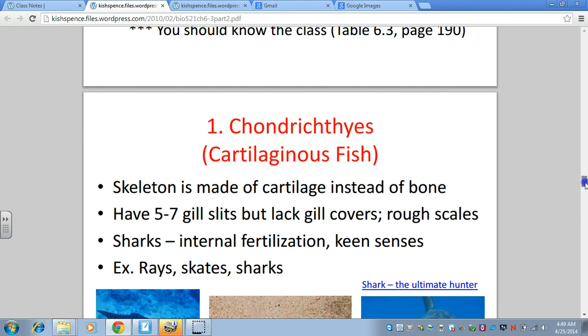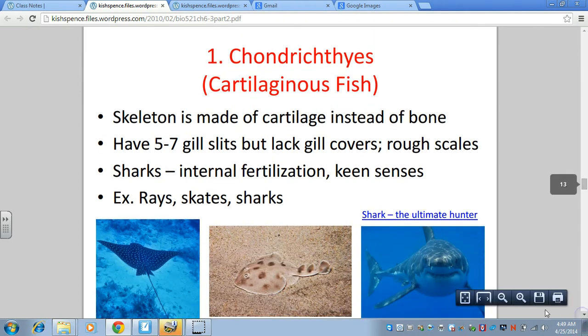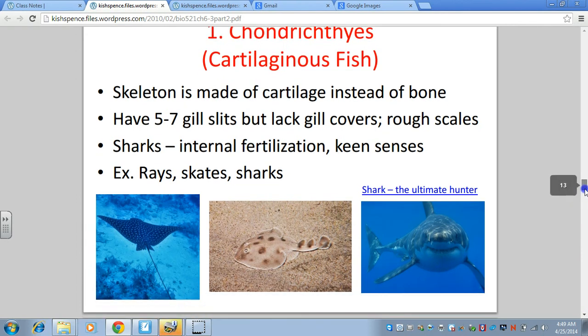First one we're going to highlight is class Chondrichthyes, and we said already that ichthyes means fish and chondr means cartilage, so they're known as the cartilaginous fish. The skeleton's made of cartilage instead of bone. Now, they include the skates, rays, and sharks. And if you were looking at skates and rays, their gill slits are on the bottom, on the ventral surface, whereas the sharks are along the side.